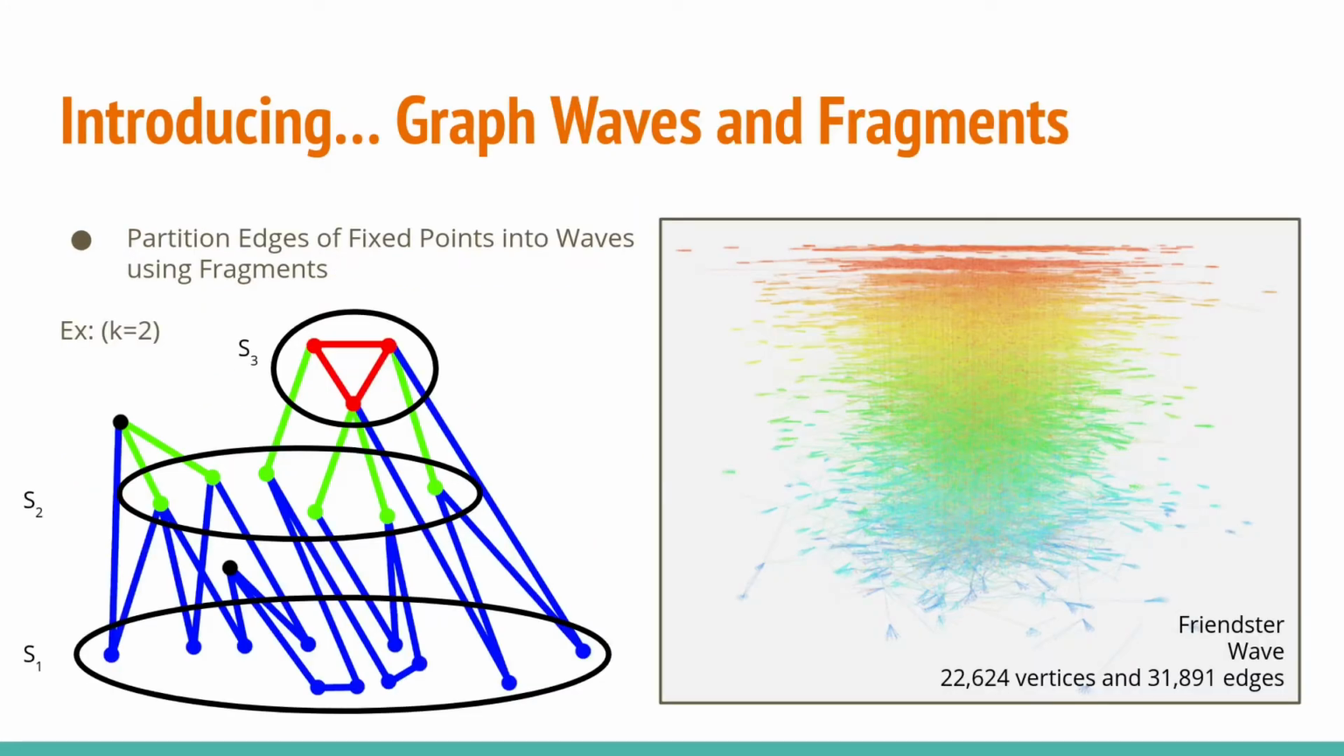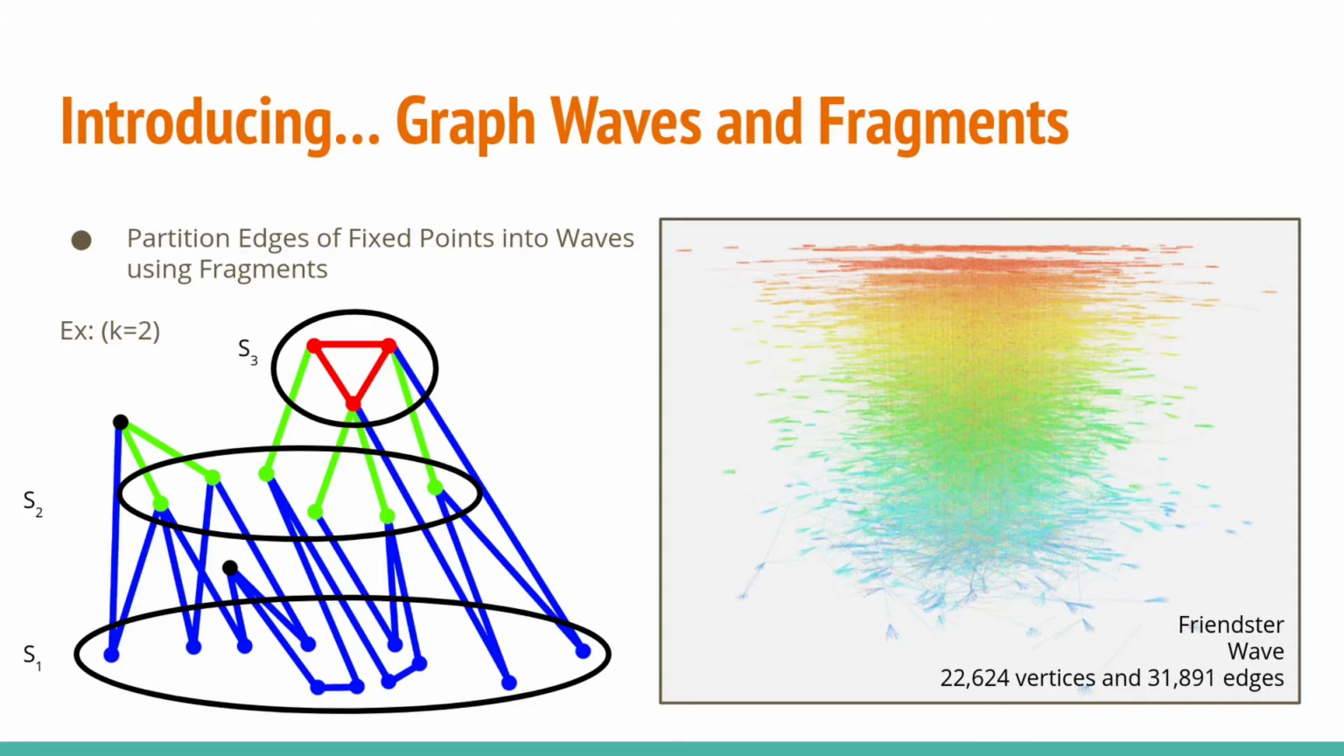Similarly to how fixed points form an edge partition of a graph, waves form an edge partition of a fixed point. Waves are constructed from a sequence of fragments in the following way. Given a fixed point with minimum degree k, we take the vertices of degree k as an initial seed set. In the example on the left, we have a fixed point of minimum degree 2, and the initial seed set is S1 circled here. The edges with at least one vertex in the seed set are labeled as the first fragment and removed. Here that would be the blue edges.